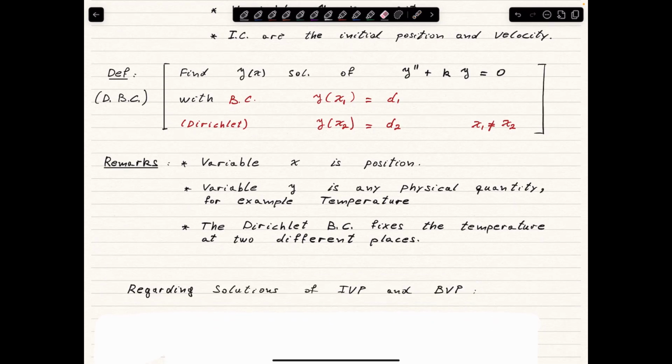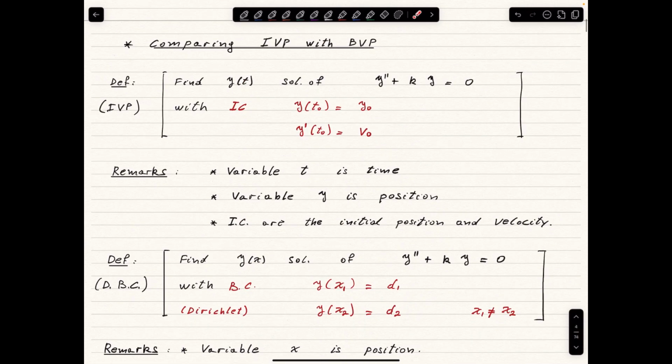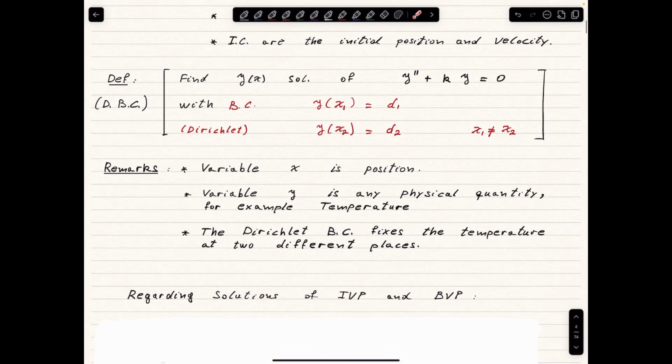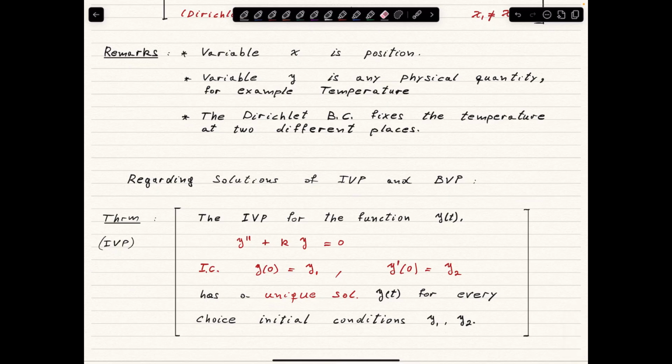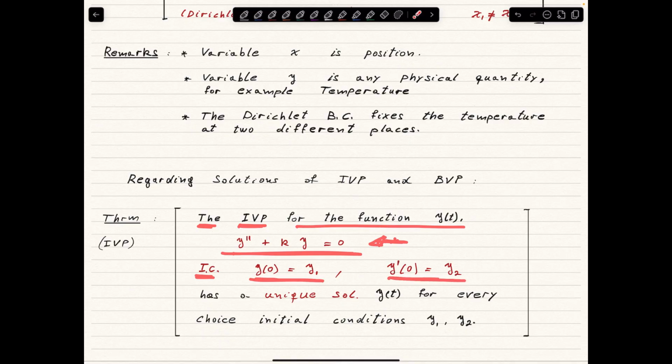What can we say about the solutions of these two problems, initial value problems and boundary value problems? Well, for initial value problems, we have proven many theorems, and here is one of them that says the following. The initial value problem for the function y of t given by solution of this differential equation, recall this equation essentially is the motion of a mass spring system, satisfying initial condition given by initial position and initial velocity.